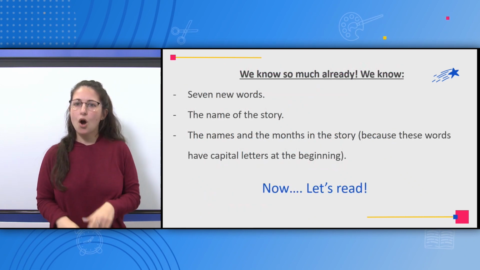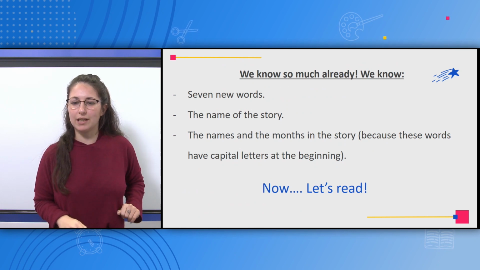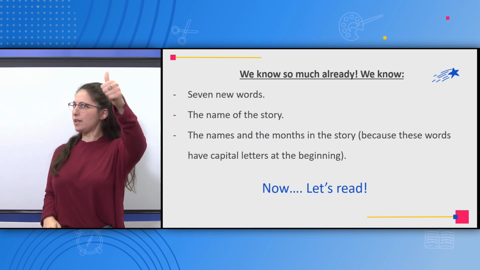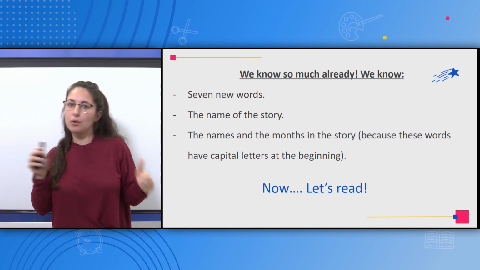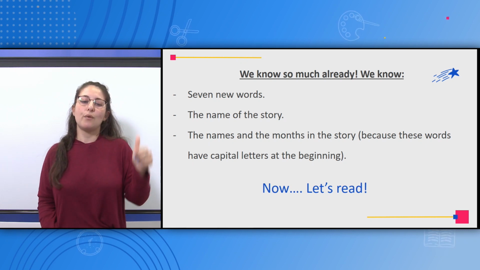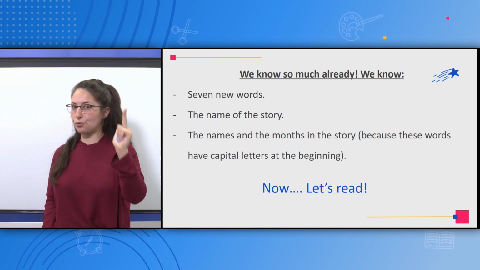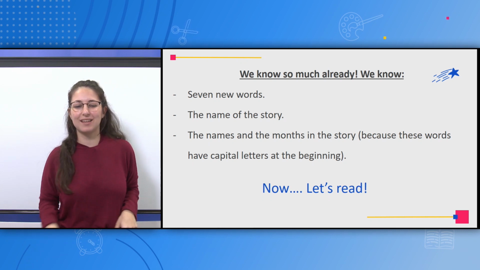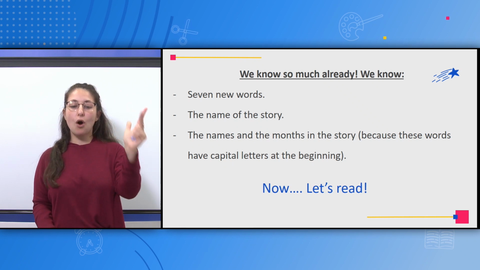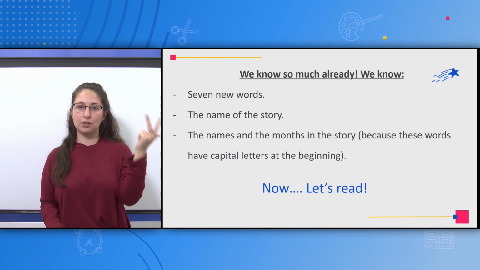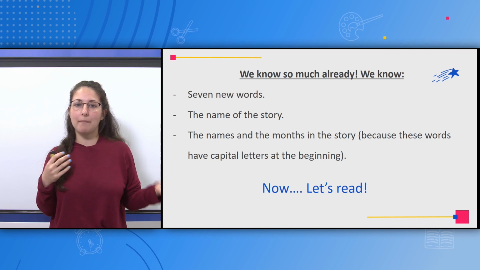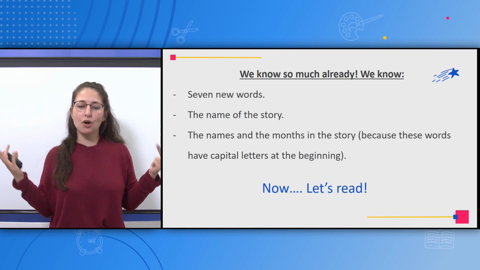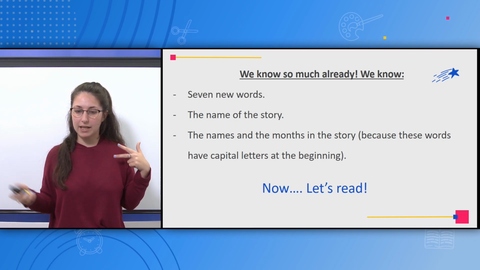So we know so much already. We know seven new words. Do you remember? Pool, age, month. We know the name of the story. I will tell you, my friends and I, if you forgot. We know the names and the month in the story. Beth, Pam, April, March, because these words have capital letters at the beginning.